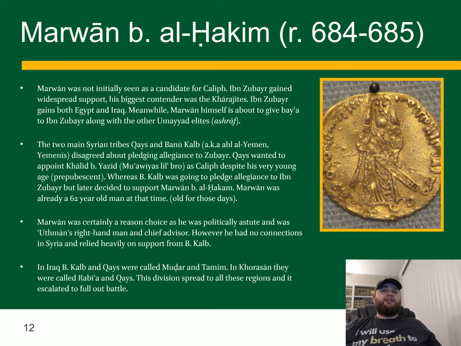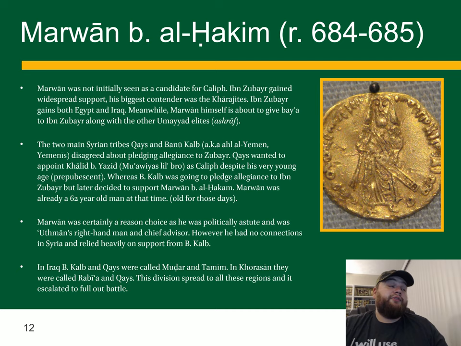And that was really the two dominant powers, because it seemed like the Umayyads completely collapsed, right? And they didn't know what to do. And the Syrians didn't know what to do. And Marwan himself was about to give bay'ah to Ibn Zubayr, along with a lot of the other Syrians and Umayyad Ashraf, the elites of Quraysh, who were all thinking, hey, we're going to give bay'ah to Ibn Zubayr.